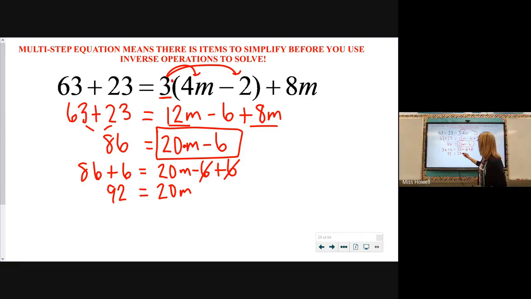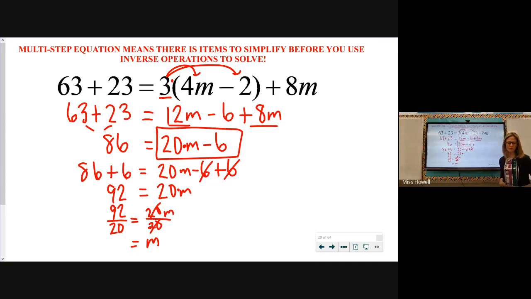All right, we're not quite done because m's not completely by itself yet. So now we need to get rid of a multiply, more specifically a multiply by 20. So our inverse operation will be to divide both sides by 20. We have our 92, we're going to divide by 20. And we have our 20m divided by 20. Cancel on the one side, we'll get m completely by itself. On the other side, we're going to divide, and we'll end up with a 4.6, or we could also put 4 3/5, which would be the simplified fraction version. Good final value of m.